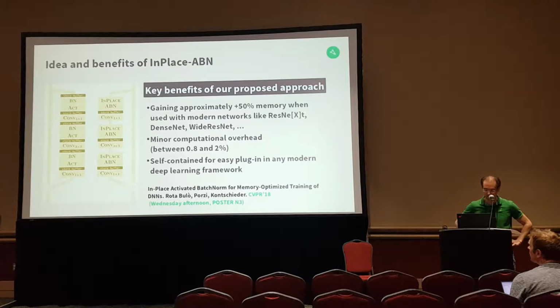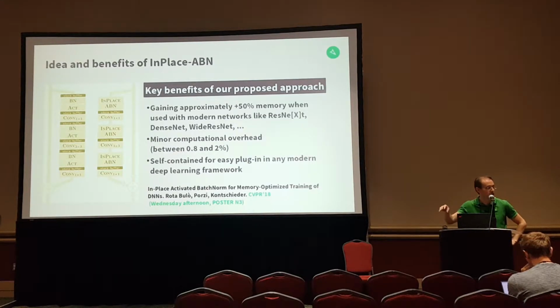We show these gains on modern networks like ResNet, DenseNet, wide ResNet. And the computational overhead that we introduce is really low, between 0.8 and 2%. The layer that we propose is really self-contained, so you can use it as a plug-in replacement of BatchNorm and an activation function. You can take BatchNorm and ReLU and replace it with our in-place activated BatchNorm and reduce memory consumption by 50%.